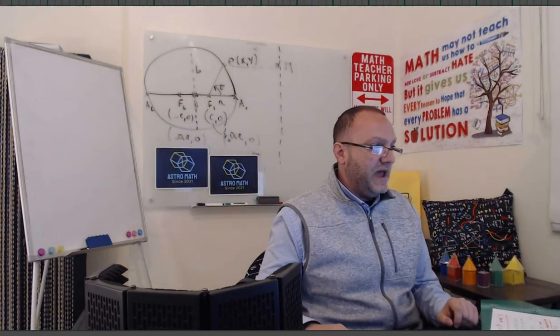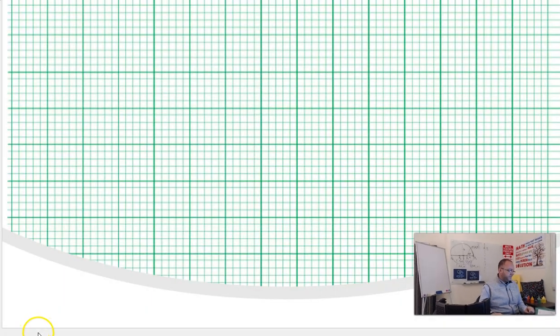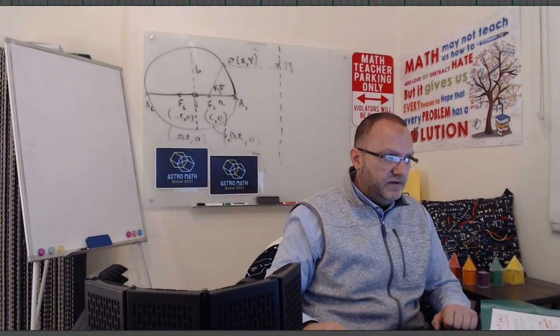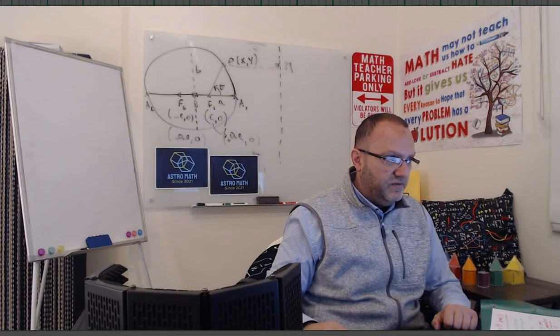Okay, let's switch back to the tablet. You don't need to memorize this, because you can get to it from the regular definition of eccentricity. e equals what we just said, PF over PM. Here we have PF1. Look at the board, we called it PF1. So e equals PF1 divided by PM.